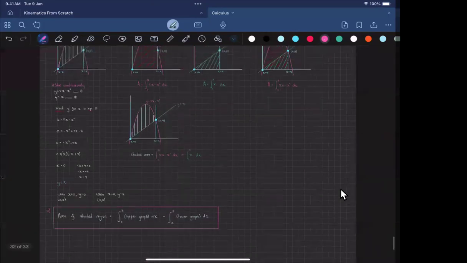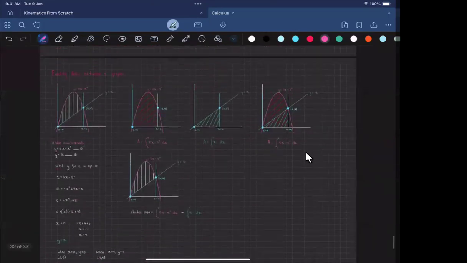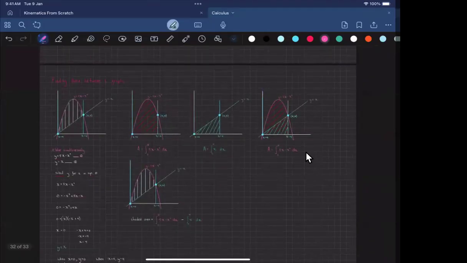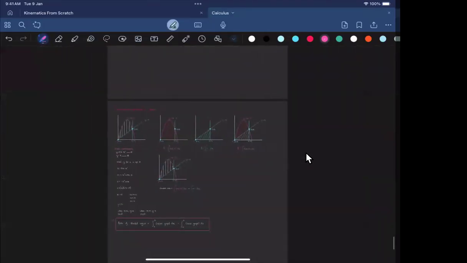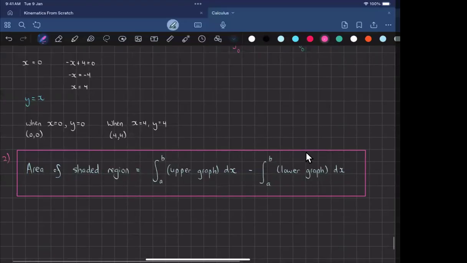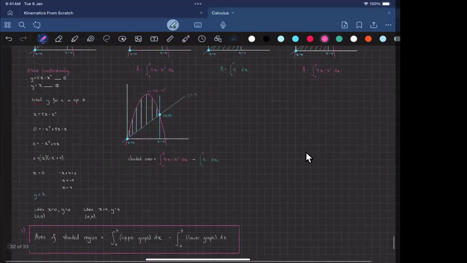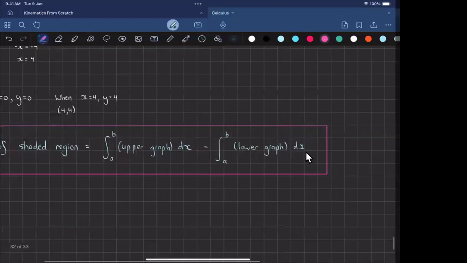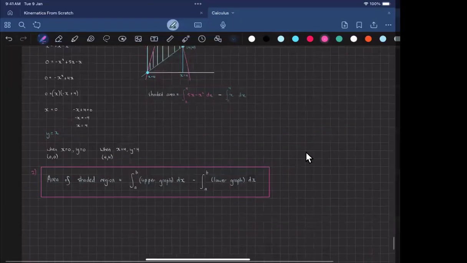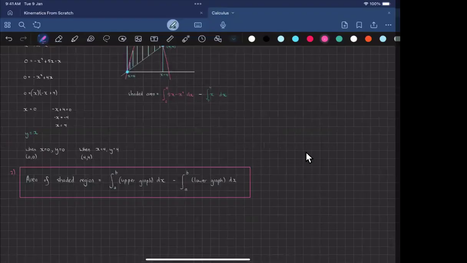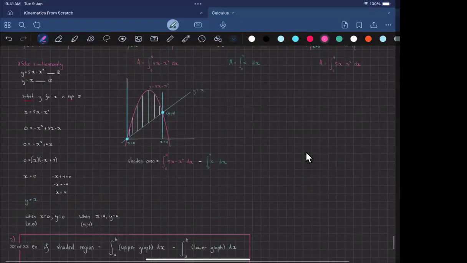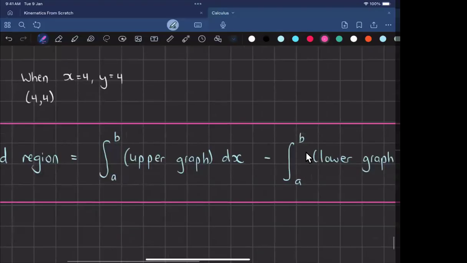All right. So that being said, Aliyah, are you back? Yeah. All right. So Aliyah, I gave you a formula. You don't have to do all this in the exam. You just have to do this formula. All you have to do is integrate for the upper graph. And B and A are the intervals you found by doing simultaneous equations. That's the lower limit and the upper limit.